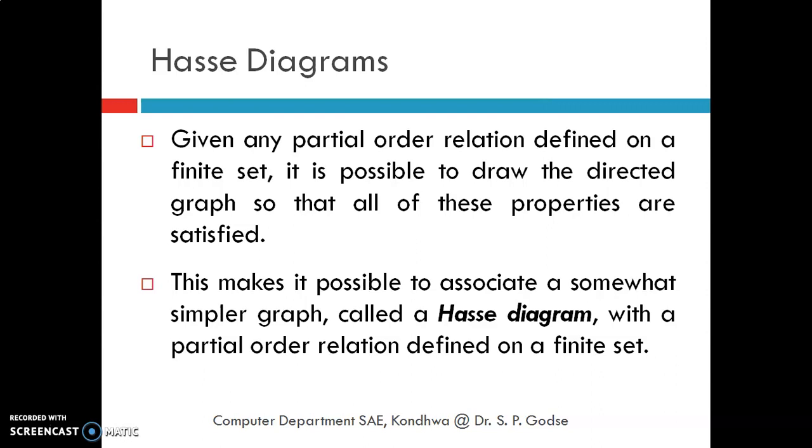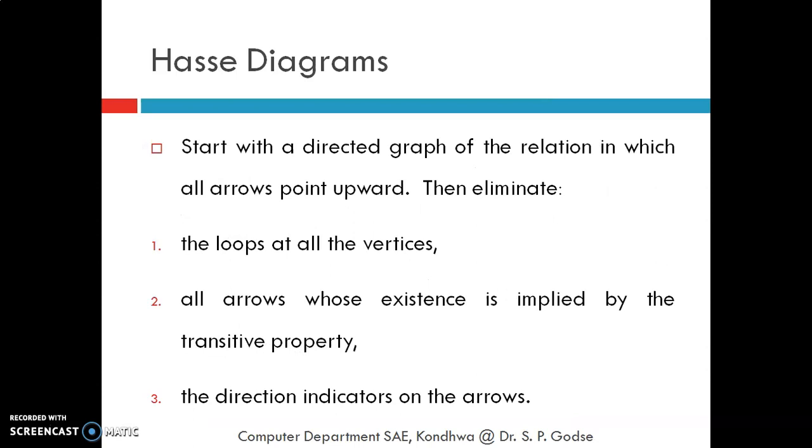Given any partial order relation defined on a finite set, it is possible to draw the directed graph so that all of these properties are satisfied. This makes it possible to associate a somewhat simpler graph, called a Hasse diagram, with a partial order relation defined on a finite set. So, steps for converting a diagram into a Hasse diagram.